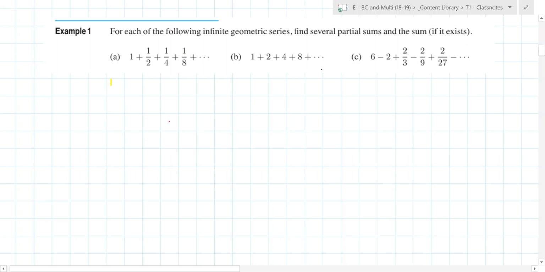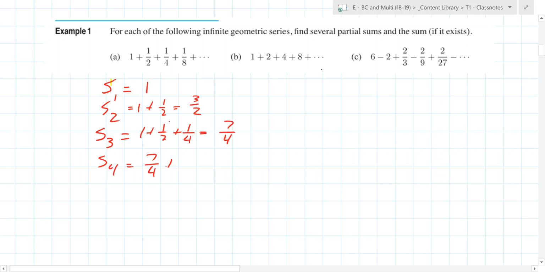On this one, when we do this one out, S1, what is S1 on this one? The first one. S1 is just 1. S2 is 1 plus a half, which is 3 halves. S3 is 1 plus a half plus a fourth, which is 7 fourths. And S4 is going to be 7 fourths, I'm just skipping that, plus 1/8, which is equal to what?